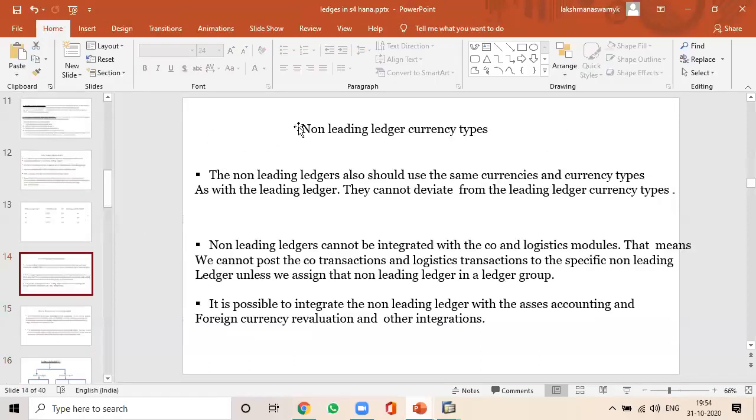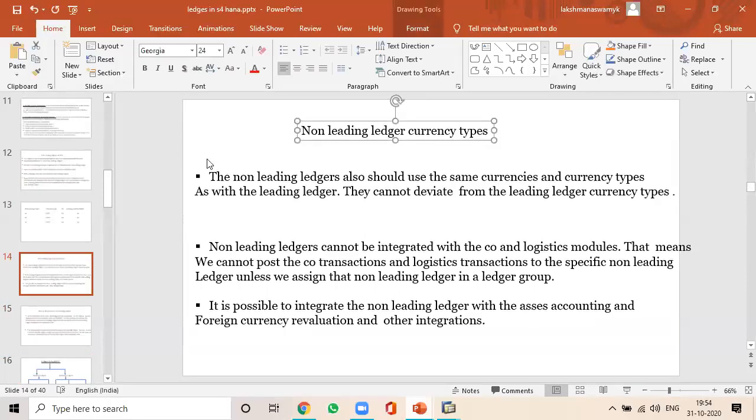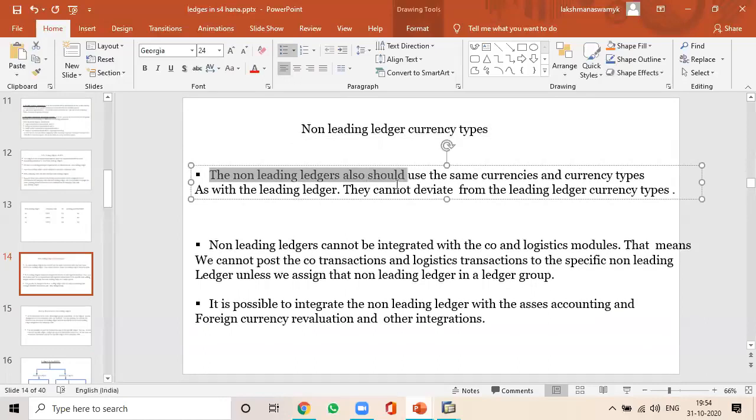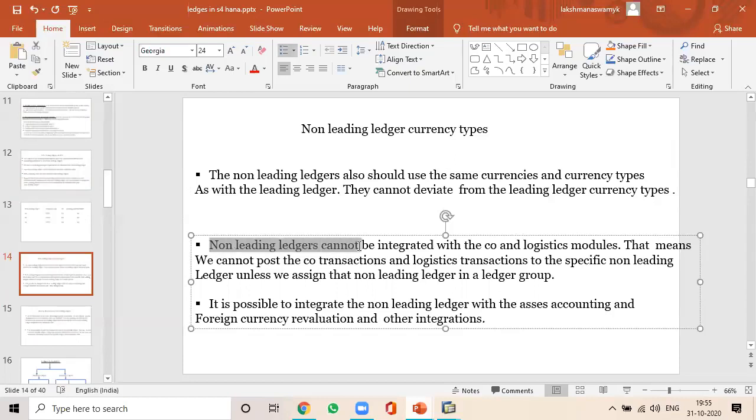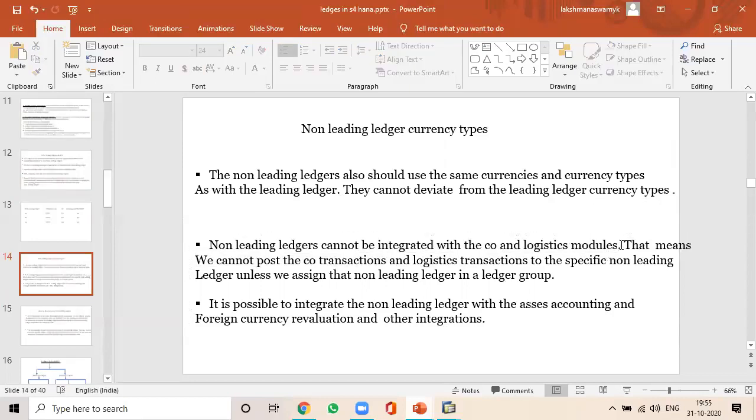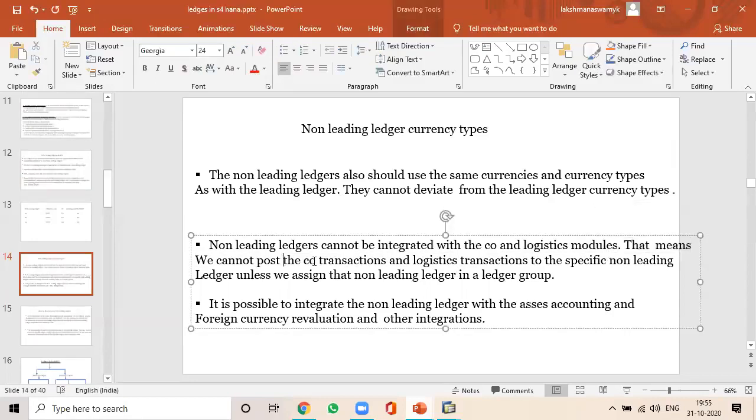Then non-leading ledger currency types. The non-leading ledgers also should use the same currencies and currency types as the leading ledger. They cannot deviate from the leading ledger currency types. Non-leading ledgers cannot be integrated with the CO and logistics modules. That means you cannot post the CO transactions and logistic transactions to the specific non-leading ledger unless we assign that non-leading ledger in a ledger group.